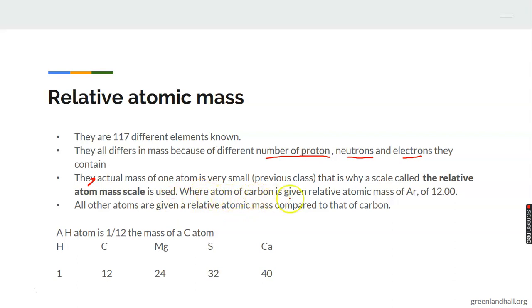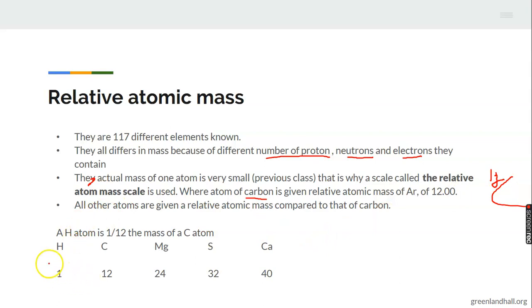So the atom of carbon is given a relative atomic mass, which you can represent with Ar, of 12.00. That's the relative atomic mass of carbon. That's carbon 12, as some textbooks will write it: C12. Okay, C12, that's carbon 12. Then all other atoms are given a relative atomic mass compared to that of carbon. So carbon is the reference element that they use as the relative point for others.